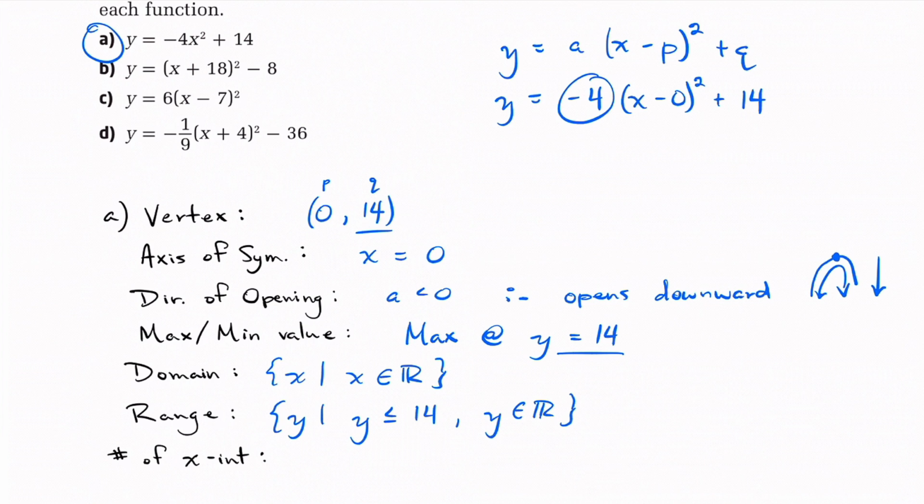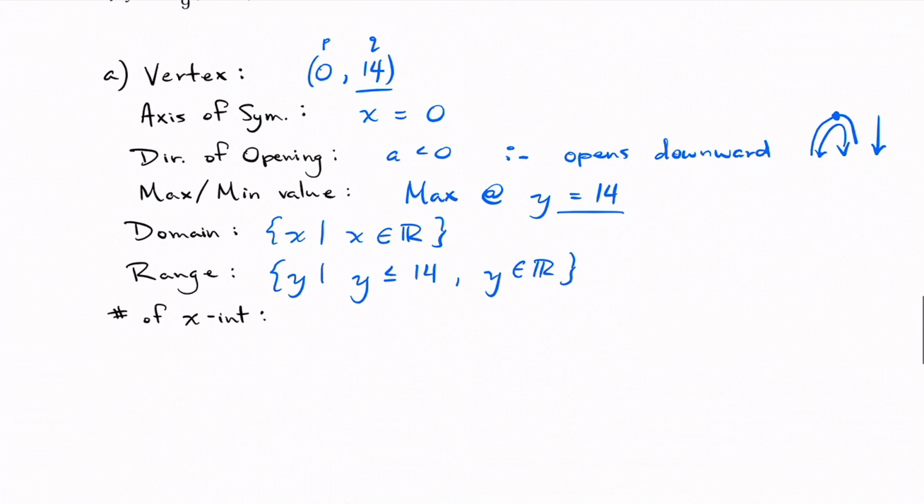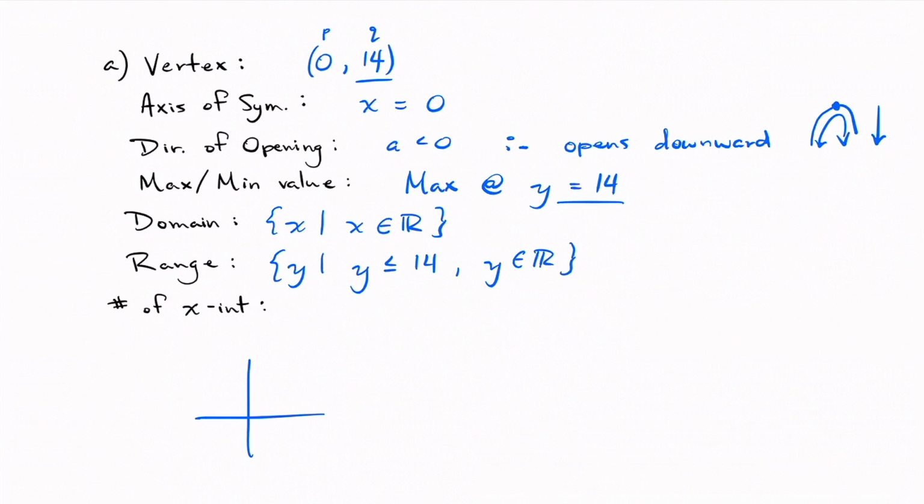And then the number of x-intercepts, again, I'm just going to draw a little picture to see what's going on. The vertex was at 0 and 14. So I was 0 left or right, and then up 14, so I was way up here. And then the a told me that it pointed downward because it was negative, so it's going to point downwards. So I can see just from this graph, it doesn't have to be super accurate, but I can see it's going to cross twice somewhere down below. So it's going to have 2 x-intercepts.